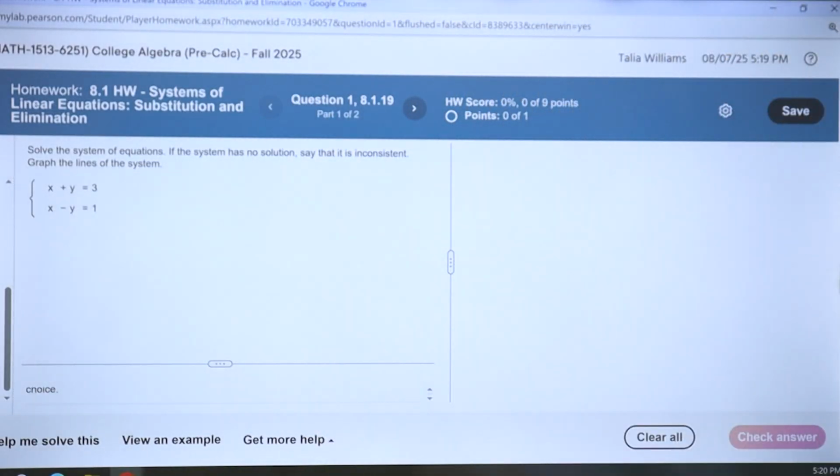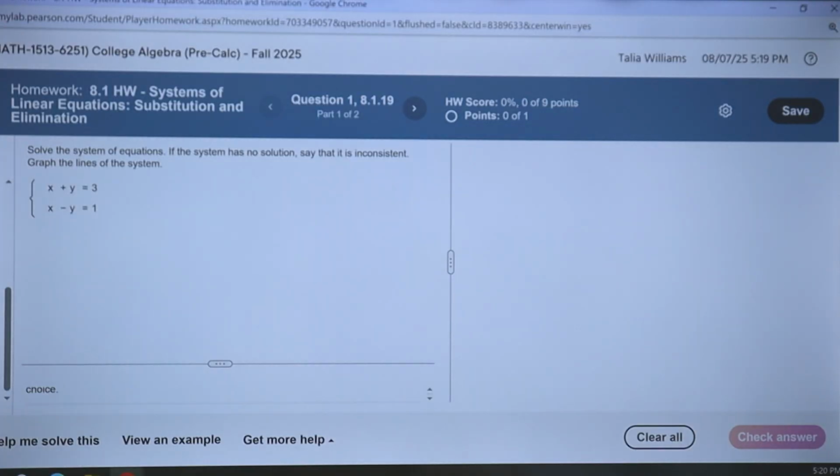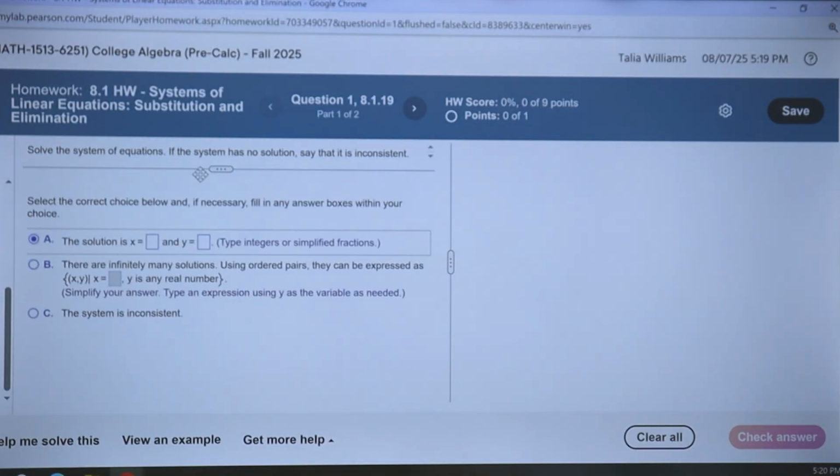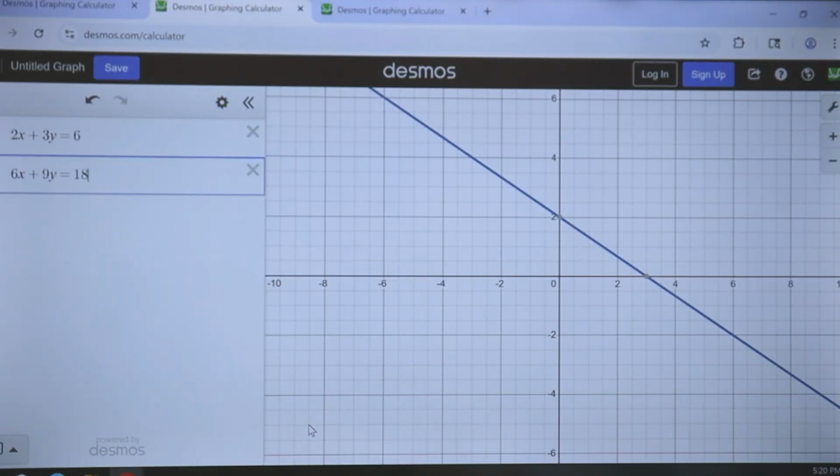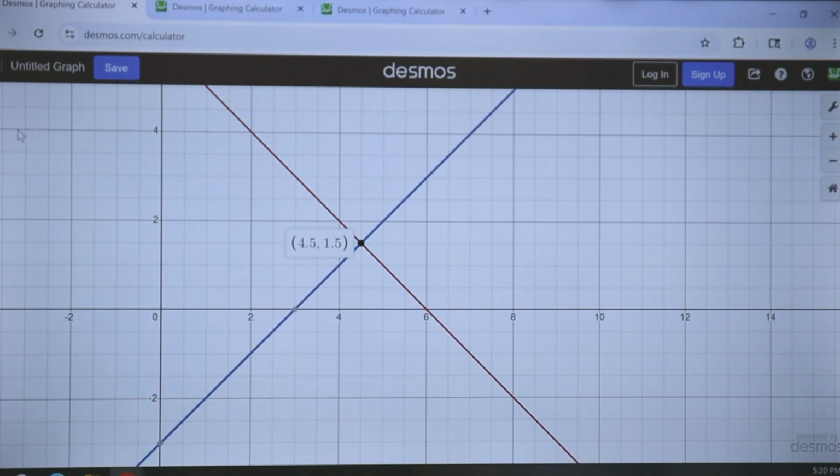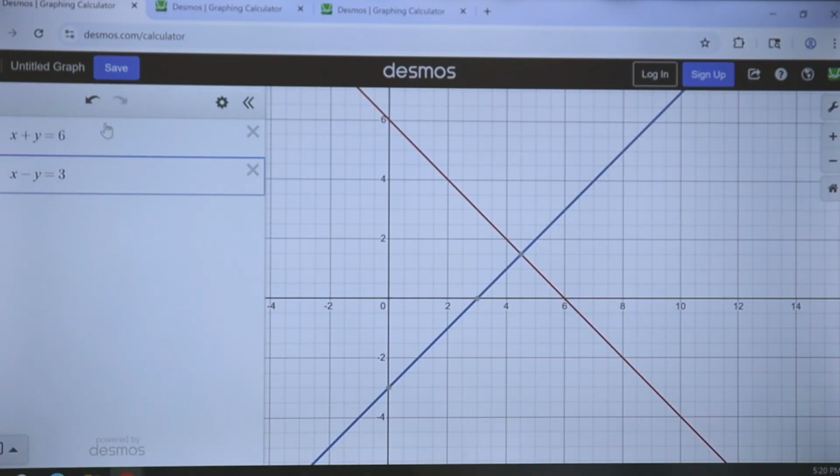So from over here, I can show y'all, I pulled them up on Desmos, and this is not the equations we have on problem 1. This is just examples of options A, B, and C. So we're going to go over problem 1 in a second. So on option A where you can put x equals and y equals, this is what they're looking for. This is what our first problem is going to look like, but this is not the first problem.